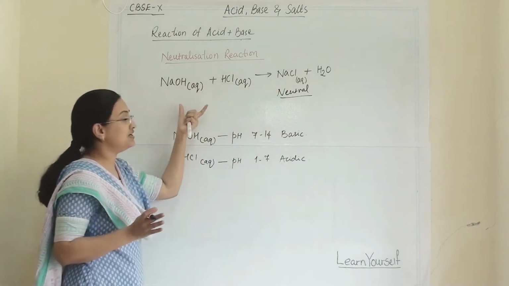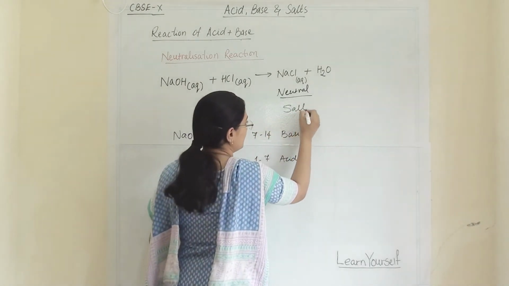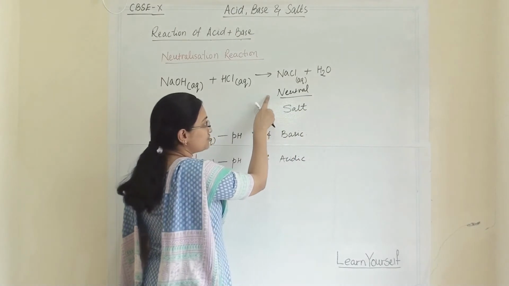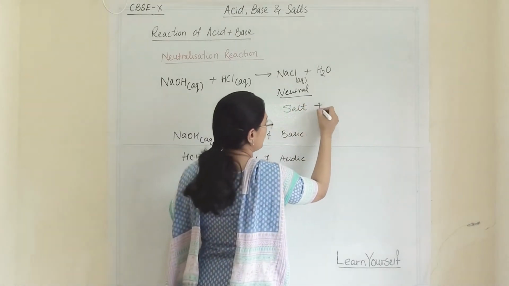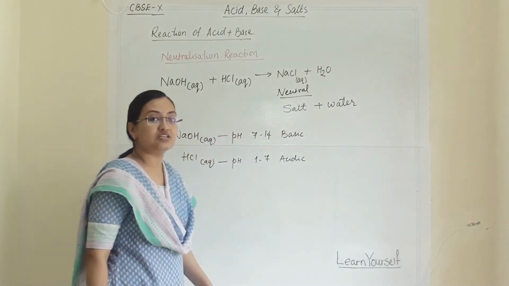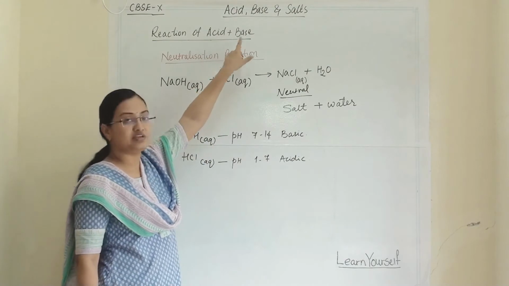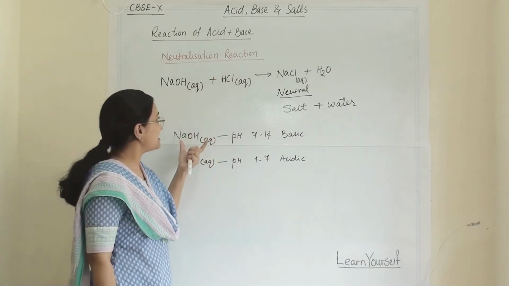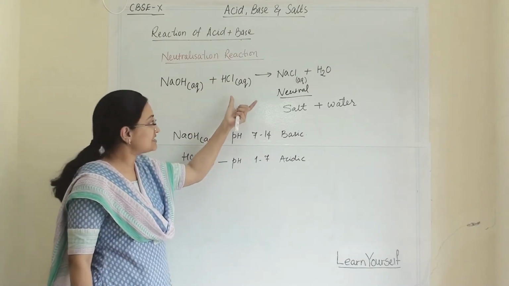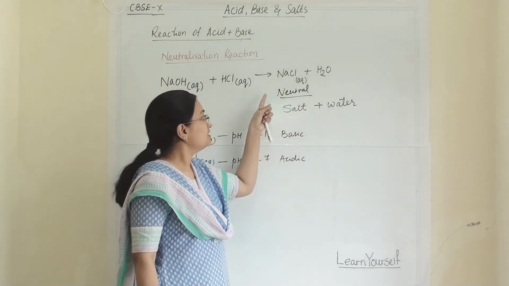So that's why this is termed a neutralization reaction. When acid reacts with base, we will get salt, the nature of salt will be neutral, and water. So that's why this reaction is termed a neutralization reaction, in which acid reacts with base. So any acid will react with base and we will get salt plus water, in which the salt's nature will be neutral.